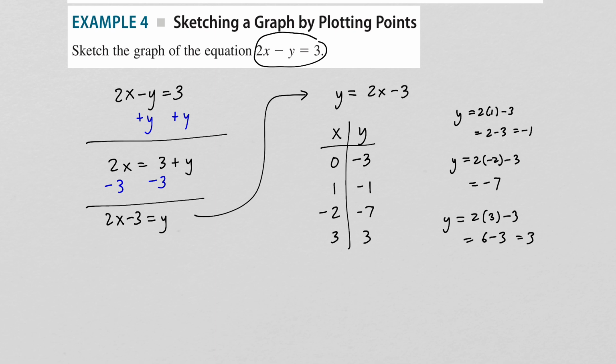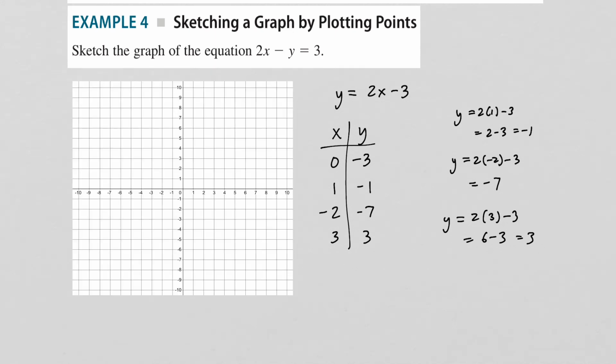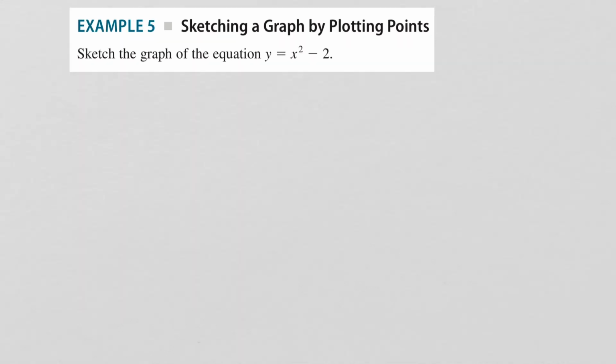Now all we need to do is plot those points. And so if we plot the point 0, negative 3, we get this point here. 1, negative 1 is this point. Negative 2, negative 7 is right there. And finally 3, 3 is this point. And you should notice that all those points line up on a straight line. So this is the graph of all the points that satisfy the equation 2x minus y equals 3. Let's go ahead and do another example.